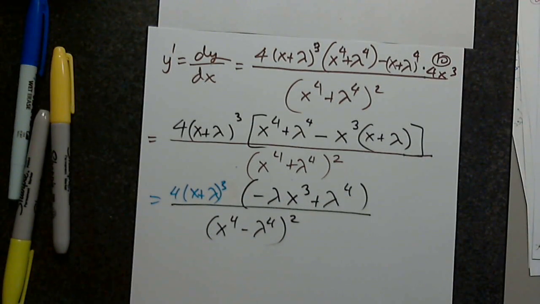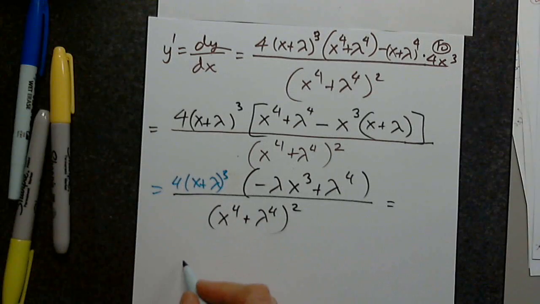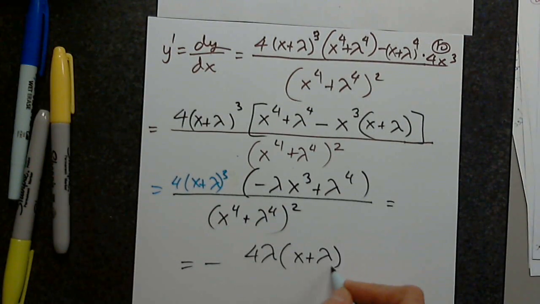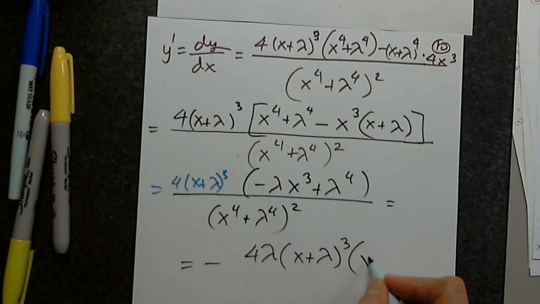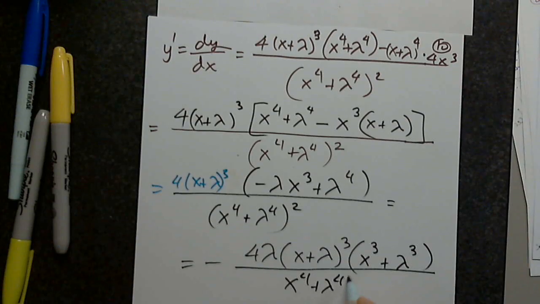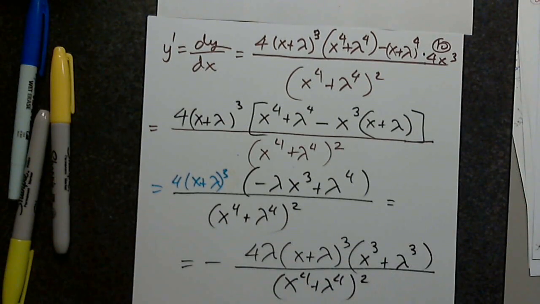And yes, plus 4. I will, thank you. I would definitely factor out a negative lambda and put it in front. So this is negative 4 lambda x plus lambda cubed, and then I have x to the third plus lambda. Ooh, minus, minus, minus. I will change it in a moment. So this is minus.